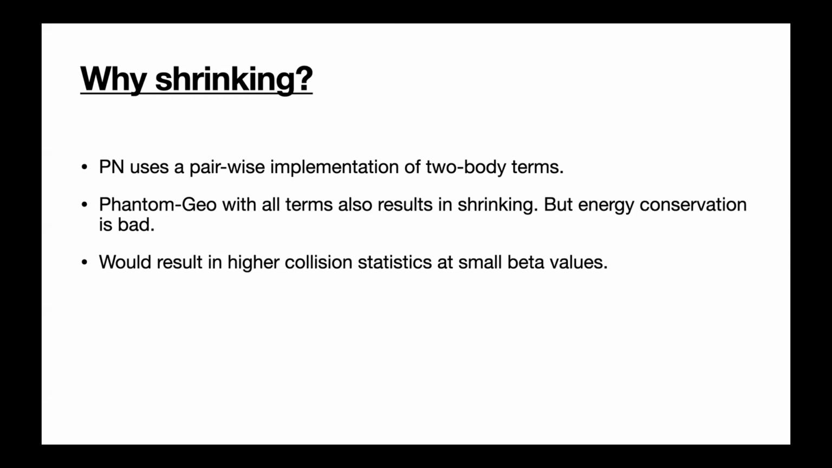And we also found that the energy conservation is not very good in either HRNA or when we use all these correction terms in phantom geo. But the energy conservation is good when we use G naught, U naught of 1 and we ignore the v by c square terms. So what would this have an effect on?